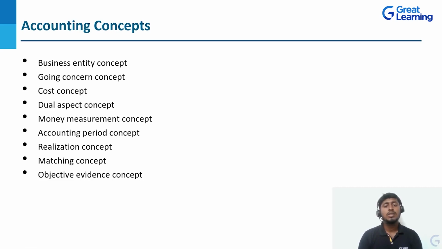So business means here the two parties will be there, correct? One is the business and one is the proprietor, that is owner. So while recording the transaction, he needs to maintain his books of accounts in a manner that the business transactions are different and his own, that is personal transactions, are different. In that way, he needs to maintain the books of accounts.